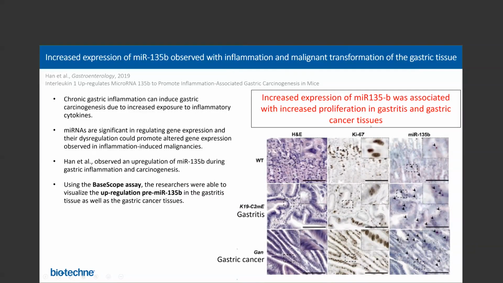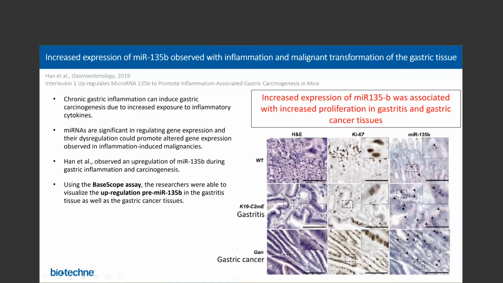Chronic inflammation can be an important factor in inducing malignant transformation of gastric epithelium cells. And the role of microRNAs in this malignant transformation is not that well understood. So they wanted to study the expression of microRNAs and understand if they played a role in inducing this malignant transformation.